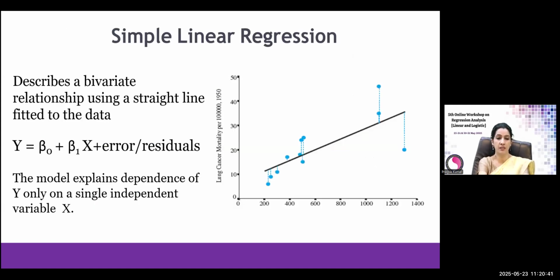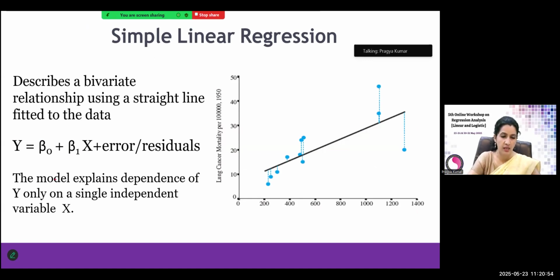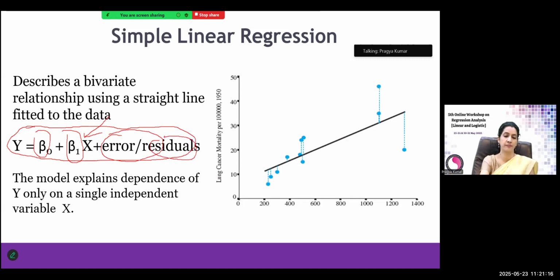Now coming to this, again the equation of a linear regression. Till now we were knowing y is equal to a plus bx, and if you write it in the form of a linear regression equation, this y is equal to beta 0. We call it beta 0. What is beta 0? Beta 0 is your intercept. This beta 1 is your coefficient. This x is your independent variable. And then here in the equation, we have got this plus the error or residuals. So these residuals are always there in the equation.